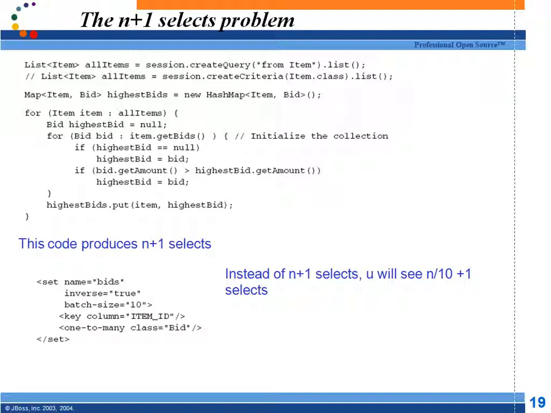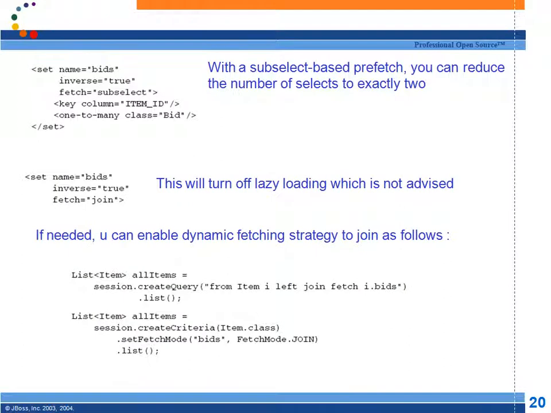Right? If you want to avoid n plus 1 selects, one of the solutions is to give the batch size. It will reduce the number of selects from n plus 1 to n by 10 plus 1. This is one strategy, to give batch size. And the next strategy is to give fetch is equal to subselect. With subselect based prefetch, you can reduce the number of selects to exactly 2. Means it will use a subselect query for getting all the bits.